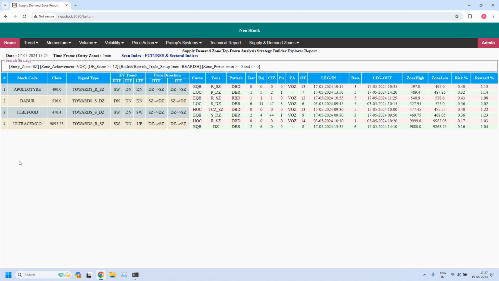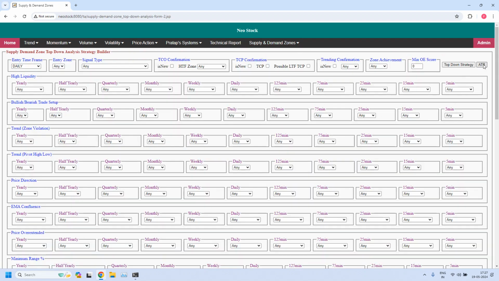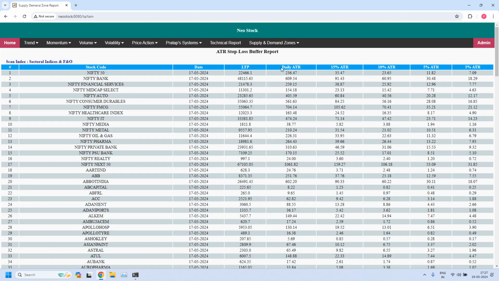Now in the last report, let us generate stop buffers based on daily ATR. See, here we have daily ATR value, and 5% ATR you have to use for DIT trades, 3% ATR you have to use for HIT trades. DIT means daily income trade, HIT means hourly income trade. And the first 17 in this list are indices, sectoral indices. Remaining all are equity stocks, but they are taken from the F&O category.